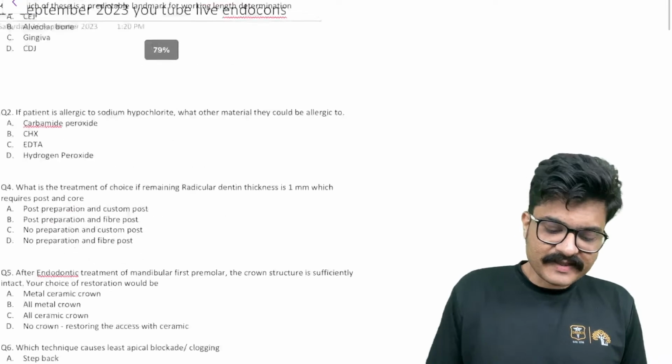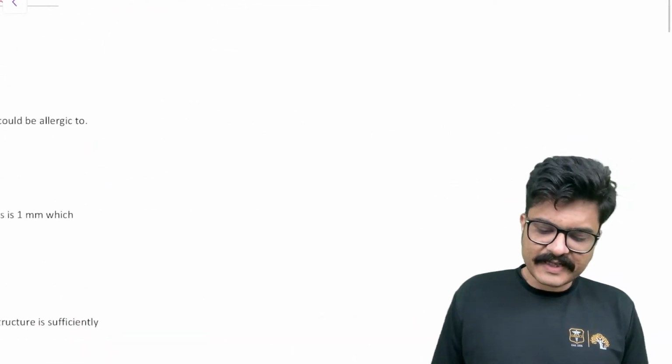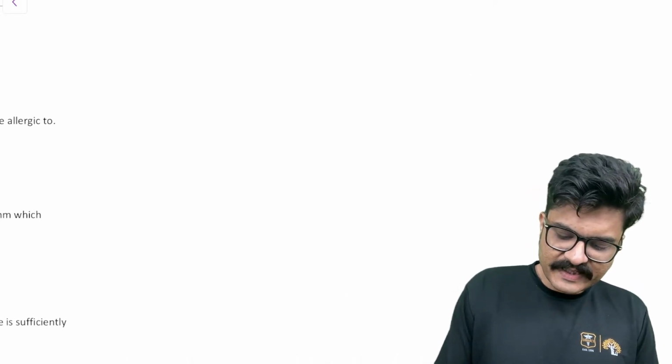So one question that has been creating some problem with you guys has been, out of the given 4 options, what is the best answer in pointing out, or keeping as an anatomical landmark for working length determination, right? So the question is like, which of these is a predictable landmark for working length determination? I'll just write this down, the options like the CEJ.